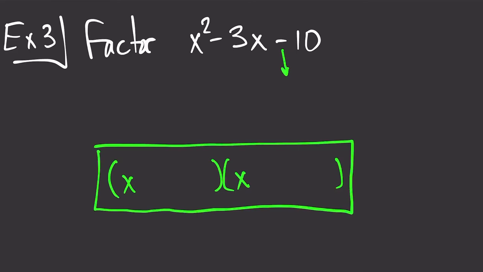If this is a minus sign here, the last sign is negative. That means your two terms have to have opposite signs because they have to multiply to a negative number. The only way that happens is if their signs are different. So that's going to give me a little clue when I go to make my t-chart for negative 10.